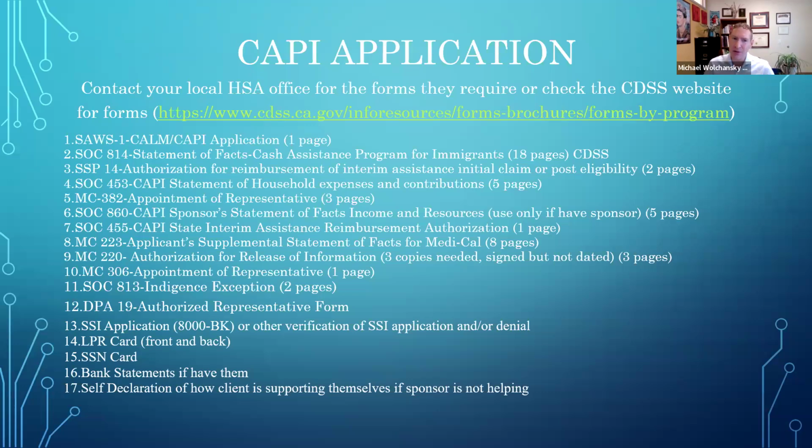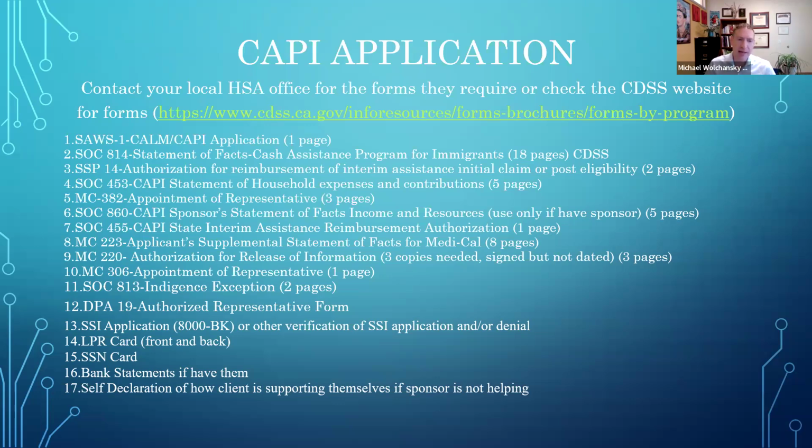Everyone's going to have to contact their local social services agency, because there are different forms. They might require different forms. They might require fewer forms. They might require more forms. A couple of different things to keep note of here: there are multiple appointment of representative forms depending on what the program is and what you're applying for. If you're sponsored or not, your client will have to provide that kind of information.